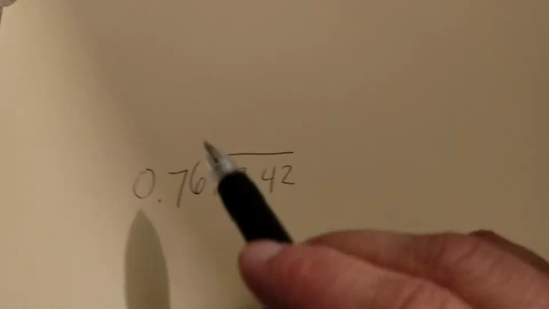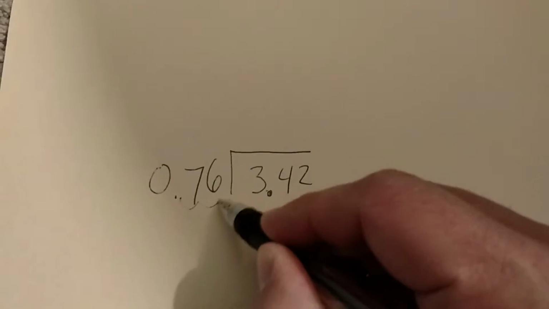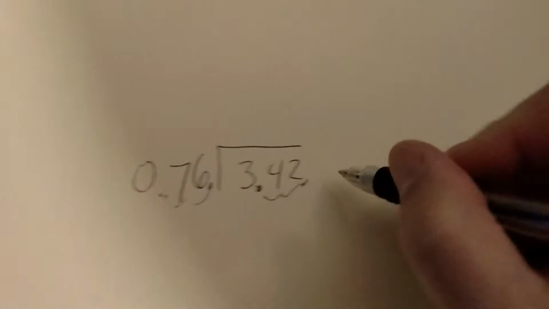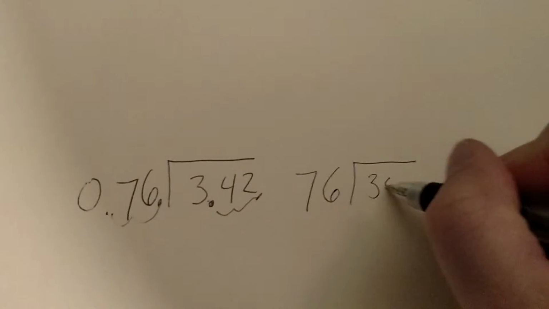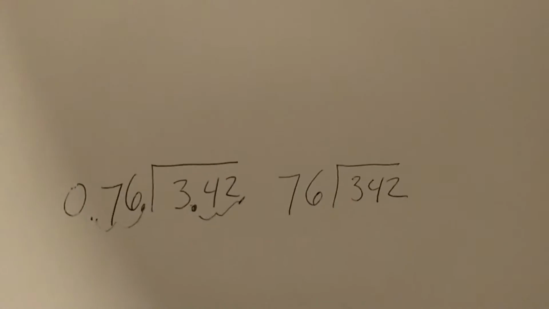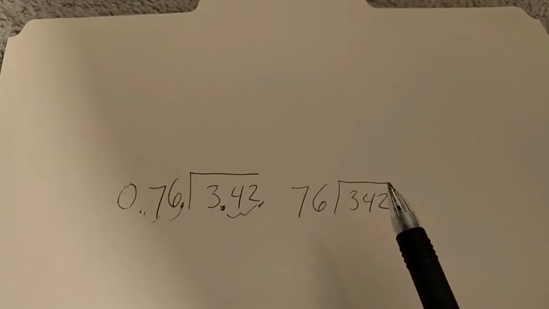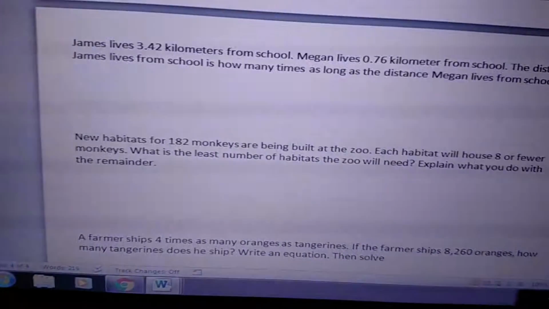And as we learned from previous videos, we just have to shift both decimals 2 times. 1, 2. So that's a whole number now. 1, 2. And I like to rewrite the problem so it looks normal: 76 going into 342. And if you did this, you'll figure out how many times further James's house is from Megan's house. All right, next problem.